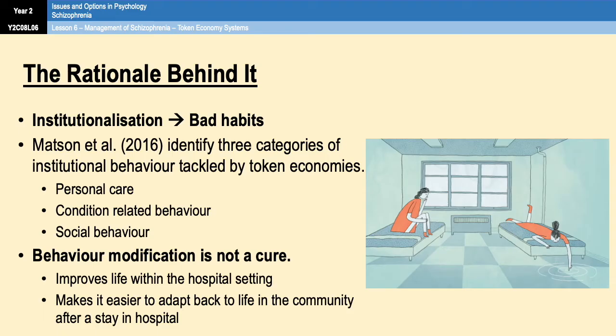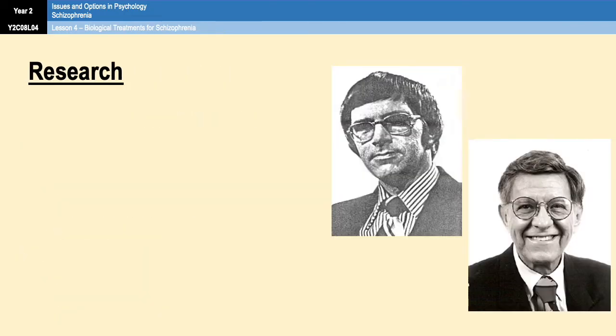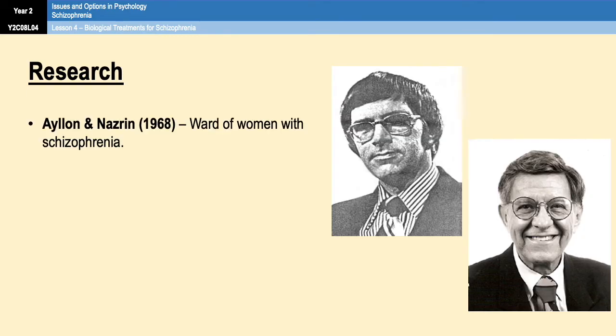And it's also designed to make it easier to adapt back into life in the community after your stay in hospital has ended. Okay, and then just to finish off, we have a little bit of research for you. So, token economies was demonstrated by Ilon and Nasrin in 1968 on a ward of women with schizophrenia. They effectively did exactly what we've just been talking about.